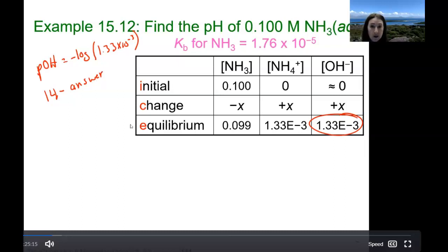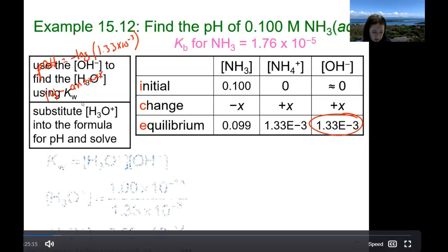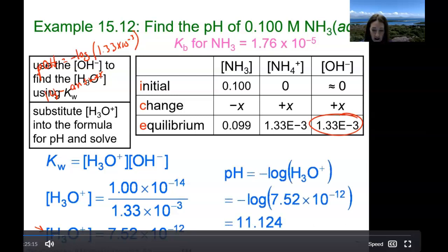Or you can do it the long way, which is what I did here. If you do it the long way, use your KW, just like we did before. And when we have our KW, we get our H3O plus, then we can take the negative log of it. So whichever way you feel more comfortable with doing this, it's fine with me.